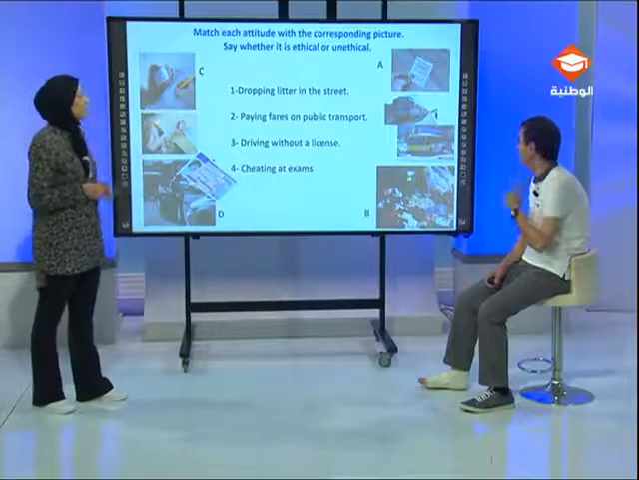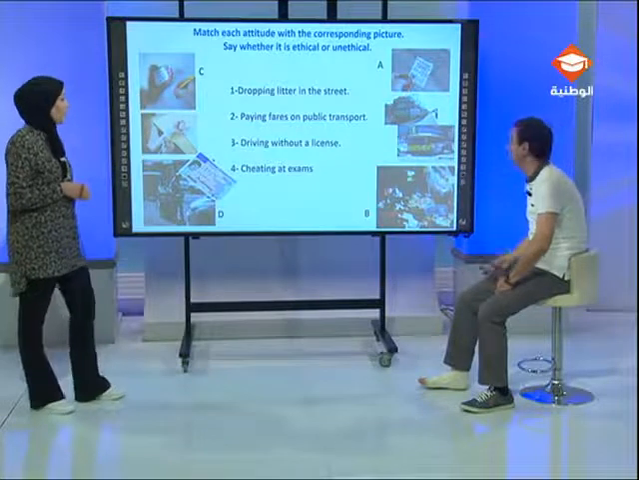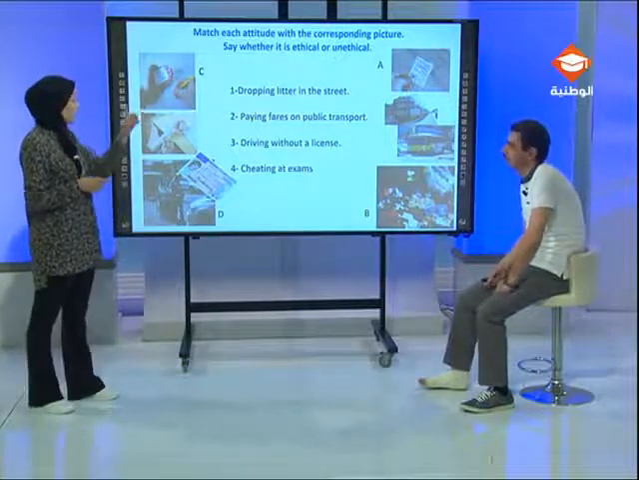Okay, number two. Next is paying fares on public transport. That's, of course, ethical. A good citizen pays fares, pays taxes, and this is a duty. Which visual? I think A. It's clearly A, we have the means of transport and we have the ticket. The passenger is showing his ticket. Her ticket. Yes, so the set of pictures.